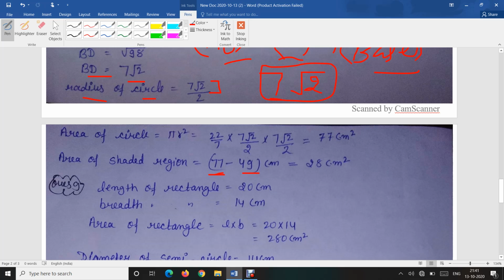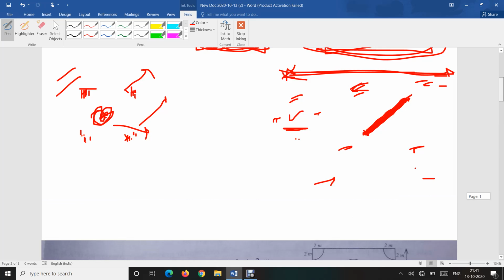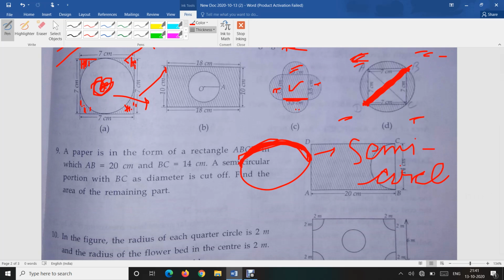77 minus 49 is 28 centimeter square. So the area of shaded region is 28 centimeter square. Hope you understand this question. Now let us move towards the next question, which is question number 9.